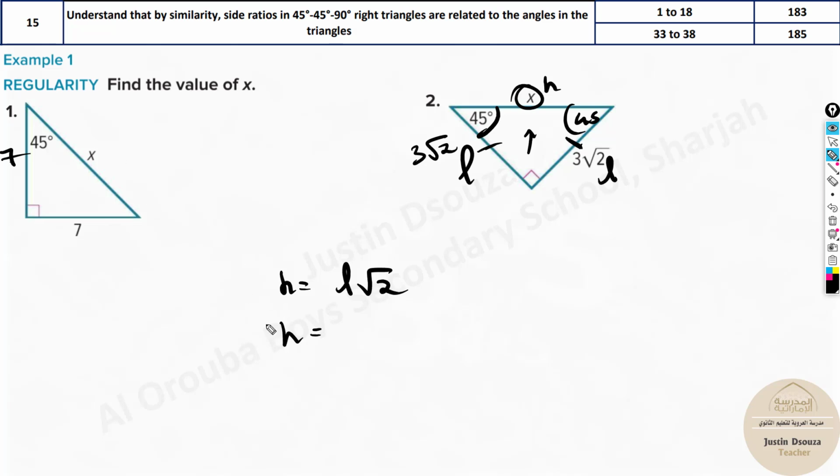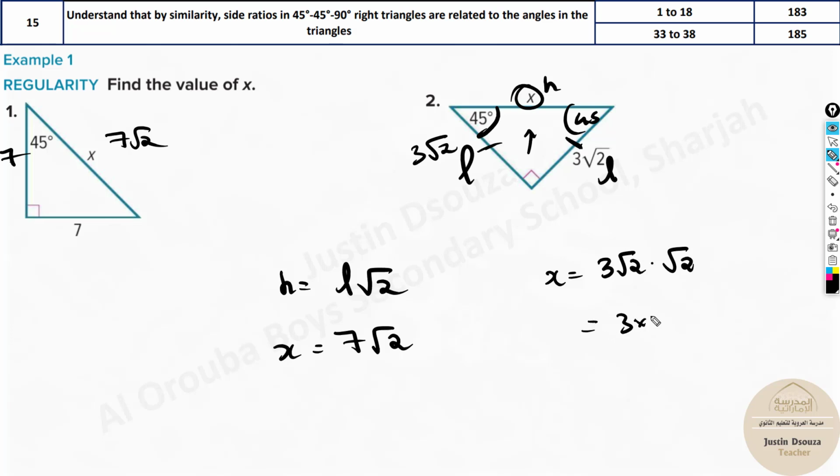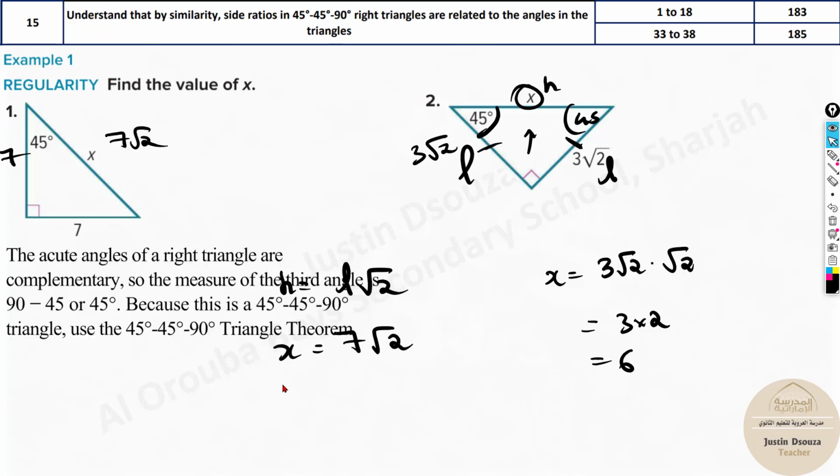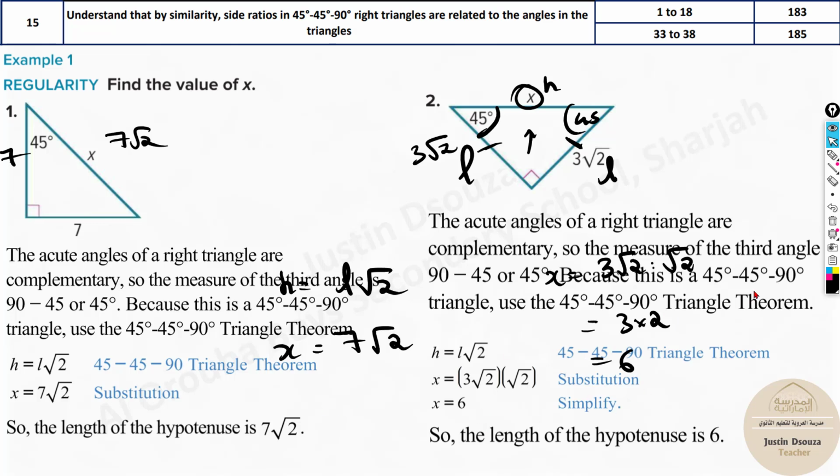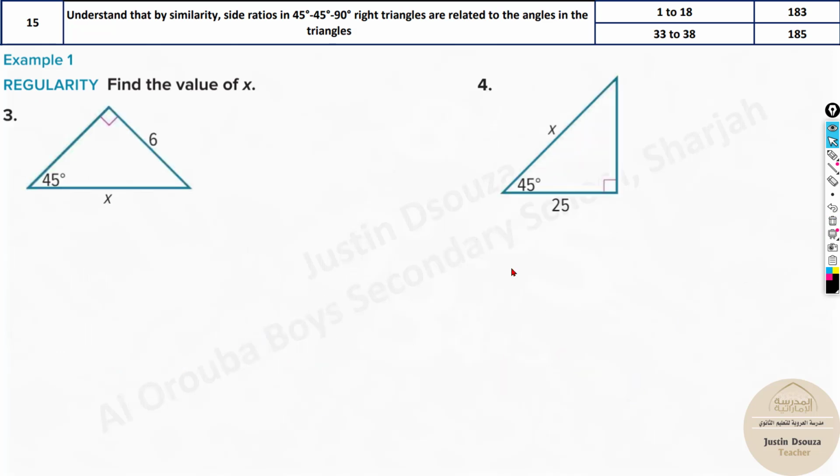Now we just apply this formula. Hypotenuse x is given by L, in this case it's 7 times root 2. That's the answer, this is 7 root 2. Now here it will be x equals L, 3 root 2 multiplied by root 2. Root 2 times root 2 is 2. So it will be 3 times 2, which is 6. Or you can put it in the calculator. The answers are 7 root 2 over here and 6 over here. Very simple, very easy. We will see more problems.